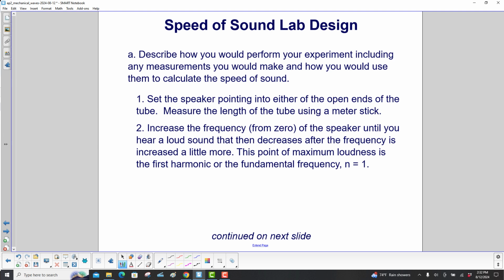Describe how you perform the experiment. So, number 1, set the speaker pointing into either of the open ends of the tube. Measure the length of the tube using a meter stick. 2, increase the frequency from 0 of the speaker until you hear a loud sound that then decreases after the frequency is increased a little more. This point of maximum loudness is the first harmonic, or the fundamental frequency, n equals 1.